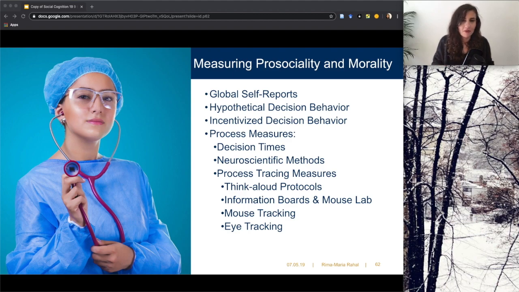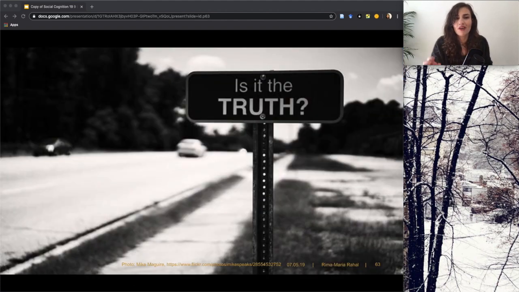I've just shown you a couple of examples for how we can study what is going on in people's minds as they make up their mind whether they want to be pro-social or if they want to be moral, or rather not, or what they consider moral. So the guiding idea here was to ask, well, what are we even measuring, and is this the truth, or does it capture the essence of the thing that we want to measure? And so the takeaway for you from this session is that it's difficult for research in prosociality and morality to really capture exactly the essence of what we're looking for.